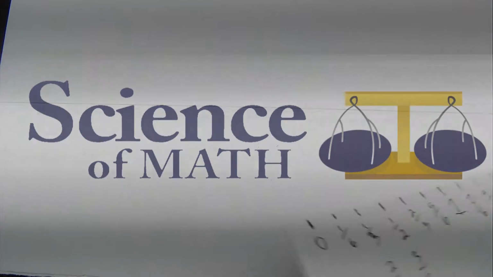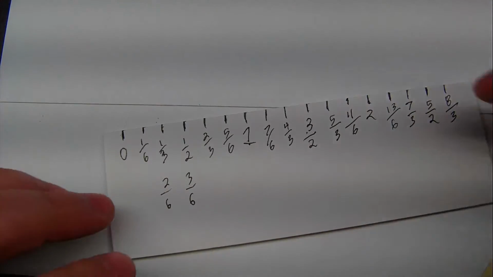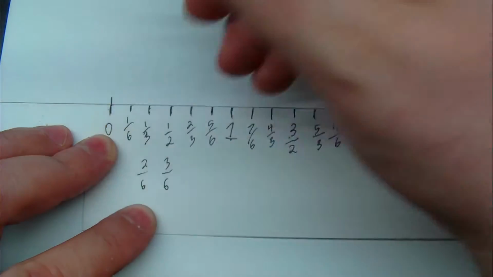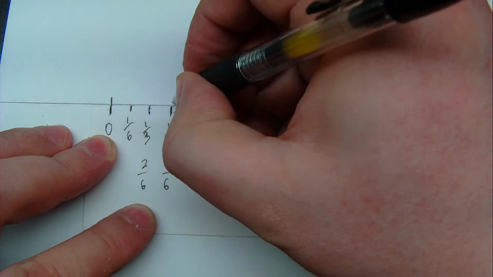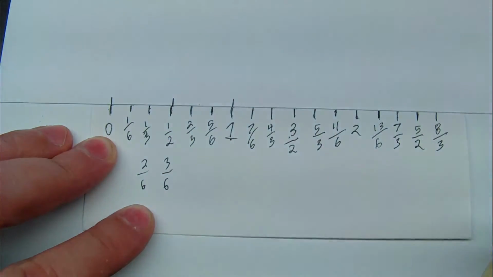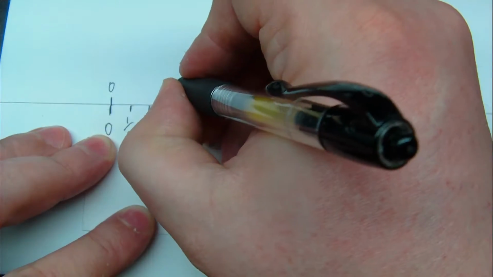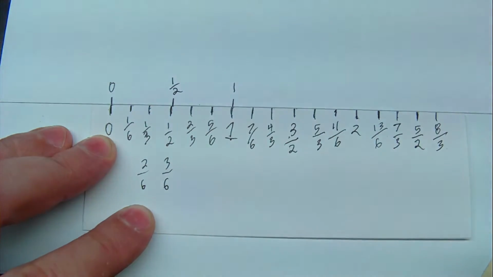Okay, so last time we talked about simplifying fractions. And I have my ruler here, and I'm just going to measure out. Here's my 1. Here's my half. So I have a 0 and a 1, and this is my half unit.